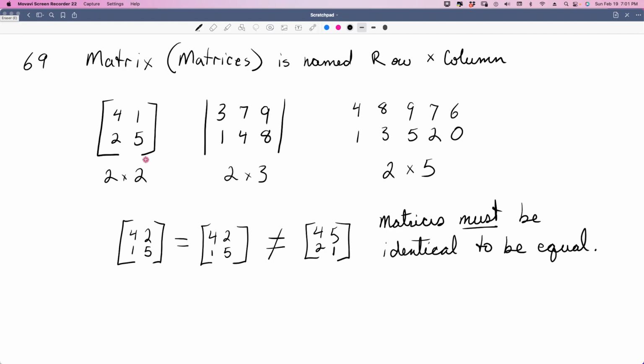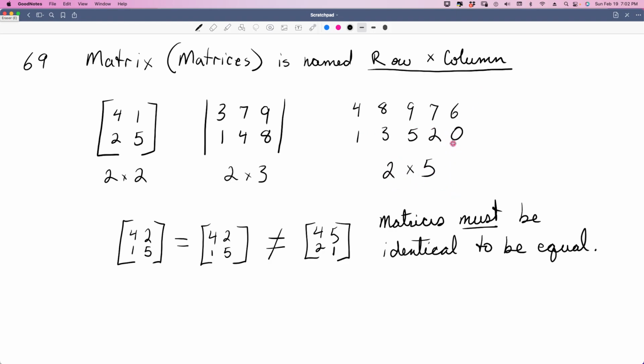Now, a matrix is named by the number of rows and then the number of columns. So this would be a 2 by 2 because it has 2 rows and 2 columns. This is a 2 by 3 because it has 2 rows and 3 columns. And this is a 2 by 5 because it's got 2 rows and 1, 2, 3, 4, 5 columns. So you can see that it has a specific naming feature.